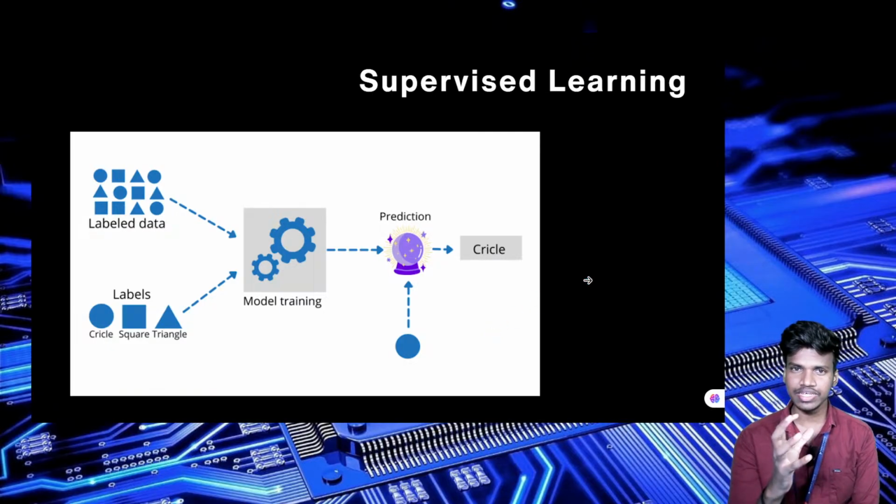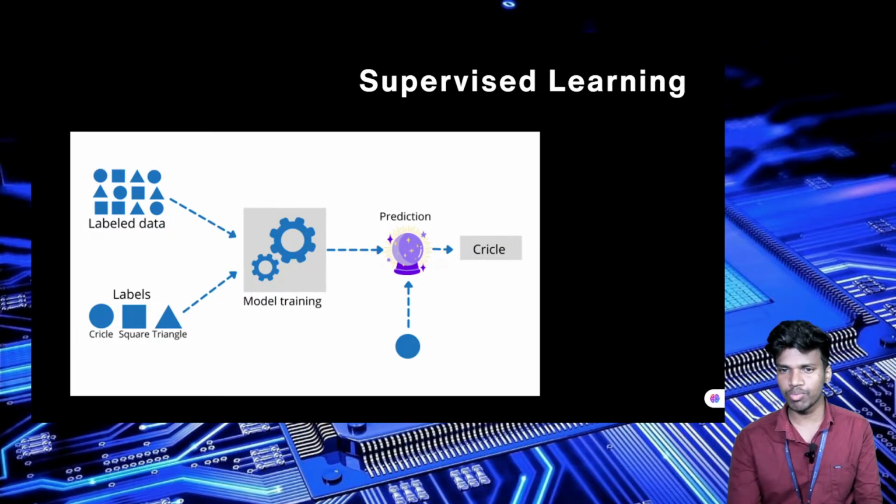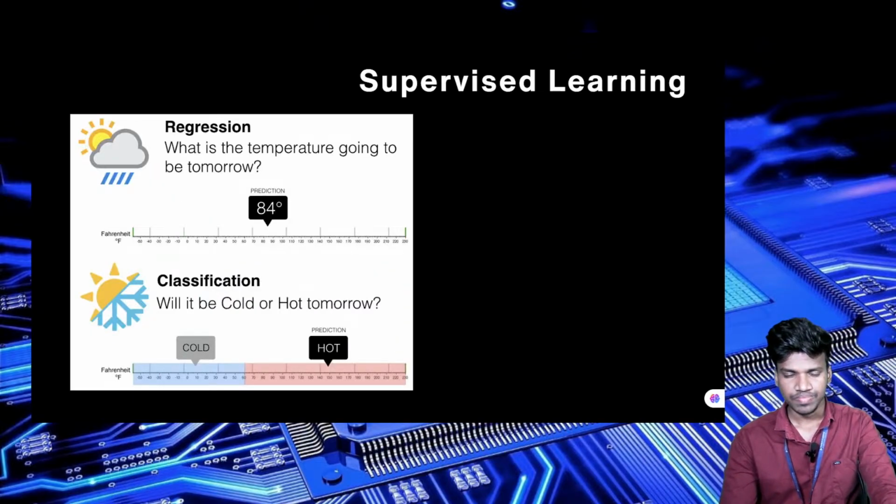I'm not sharing exactly the same data. I share that kind of model data. A round shape object, whether it is a ball or any plate, whatever it is, I share with the model. My model will predict it is a circle shape, because we already know the label data is circle. Then only it happens like that. The next one is supervised learning.